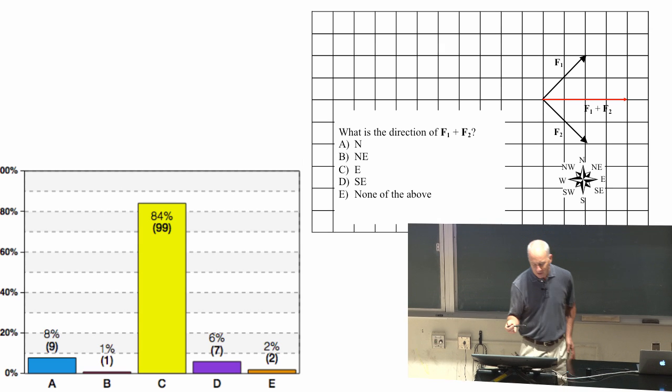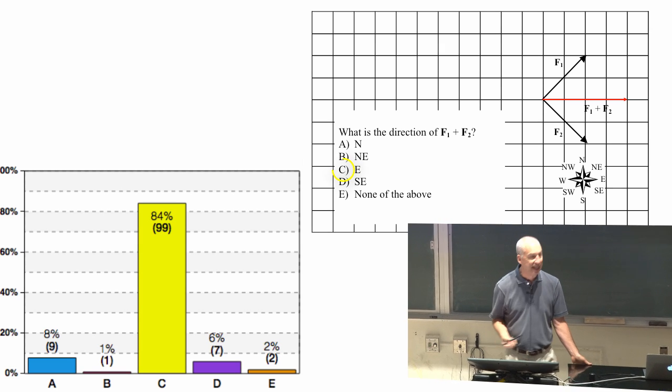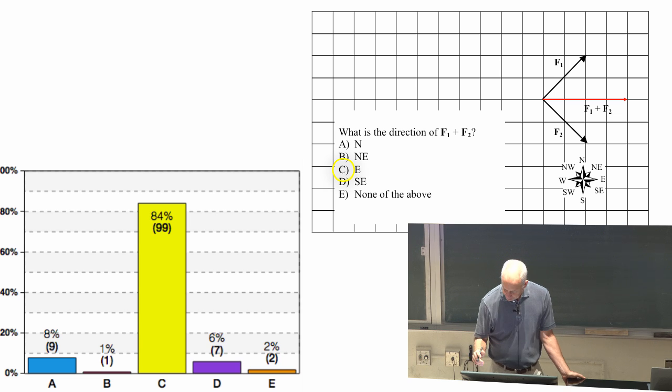So 85% of you changed, picking C, which is E. F1 is two blocks to the right and two blocks upward. F2 is two blocks to the right and two blocks downward.